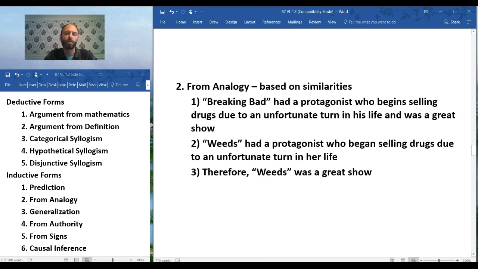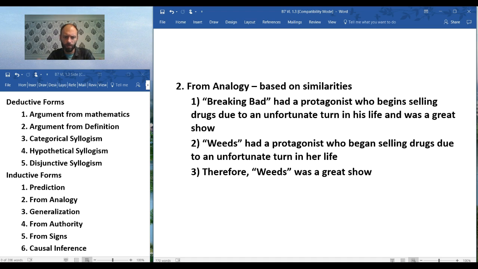All right, let's look at our second type of inductive argument. That would be arguments from analogy. So arguments from analogy are based on a comparison between 2 different things. And based on the similarities between 2 different things, we try to reason that they will share a further similarity.